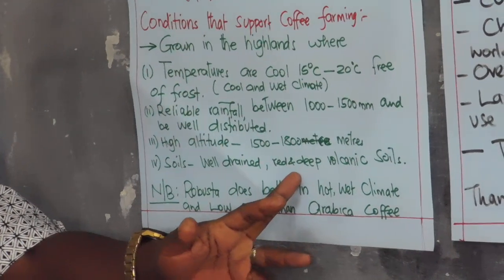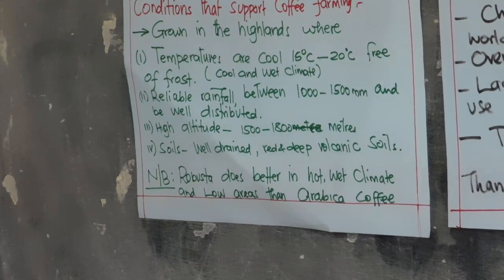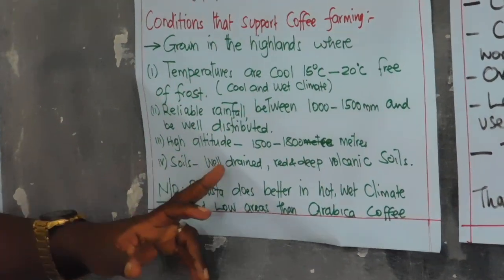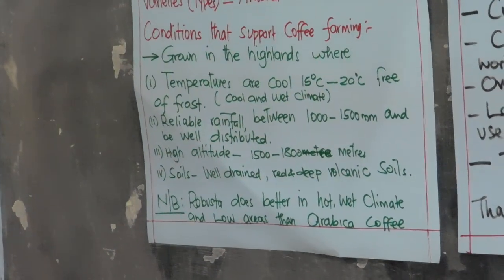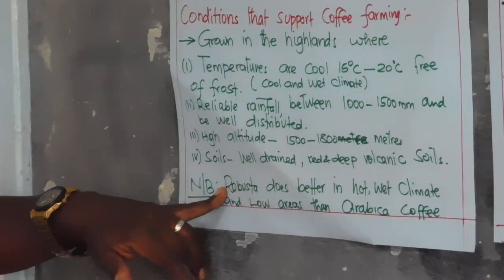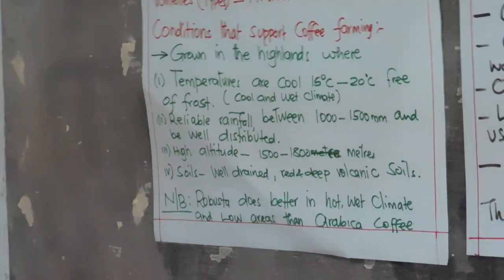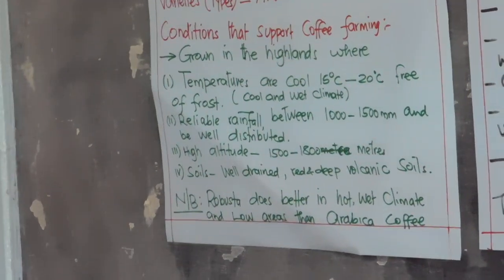What about the soils? The soils are supposed to be red, deep, volcanic soils which must be well drained. In other words, they don't retain a lot of water; they allow water to flow out. And I need to insist here that Robusta coffee, unlike Arabica, will do better in hot, wet climate and in areas that are lower than Arabica.